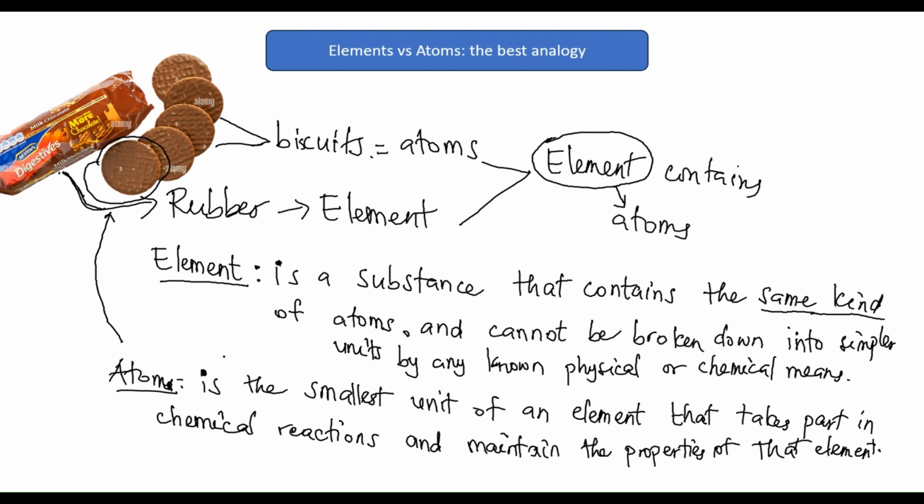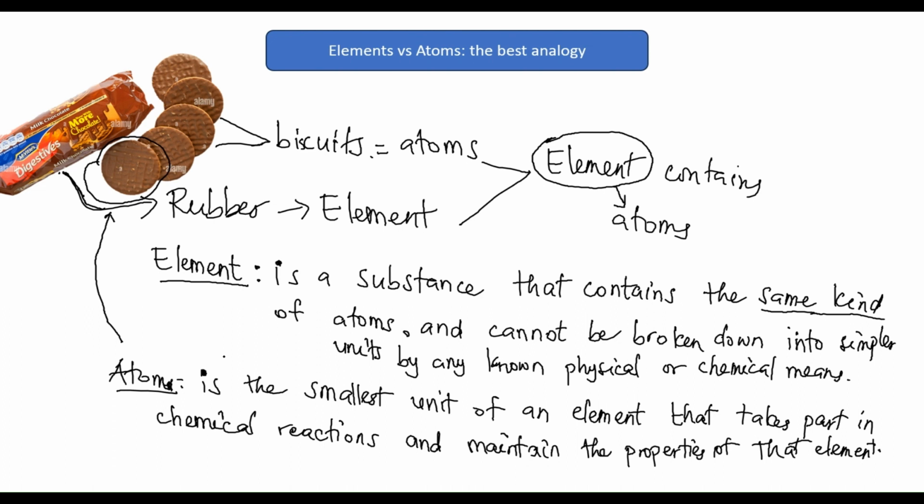Some people use element interchangeably with atom, but today we have cleared that out. Element is the rubber, atom is the individual biscuit inside, each piece inside. Obviously, the atoms are not just one, there are many of them inside one biscuit rubber. We'll keep that in mind moving forward. So again, element is the rubber. It's a substance that contains the same kind of atoms and cannot be broken down into simpler units by any known means, because we don't eat it.